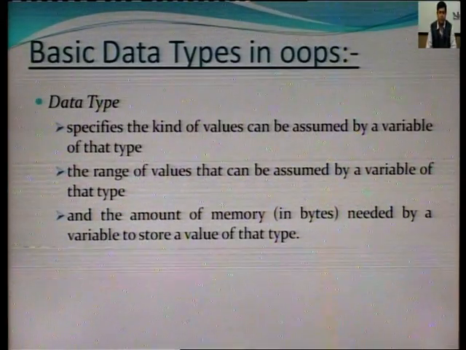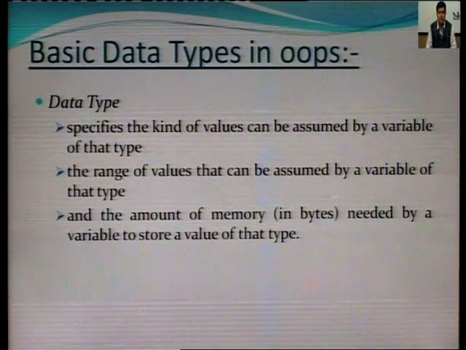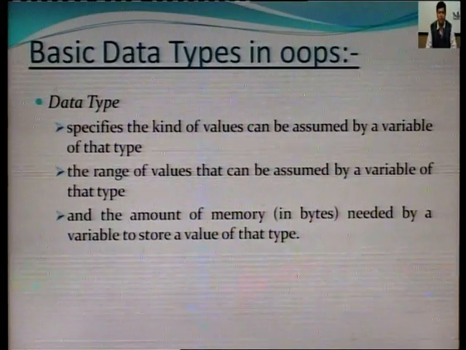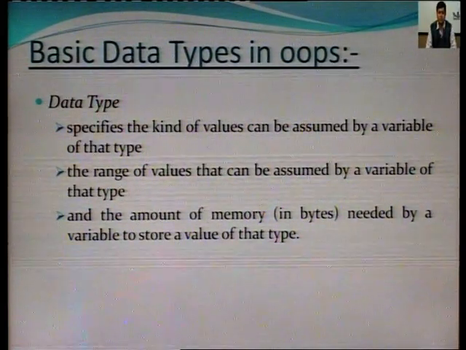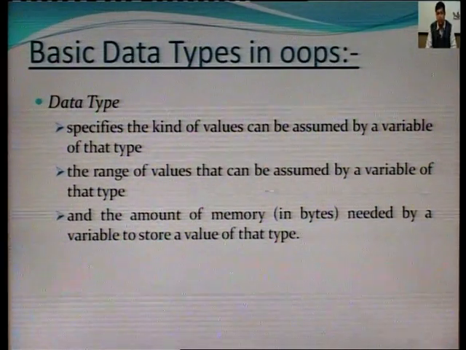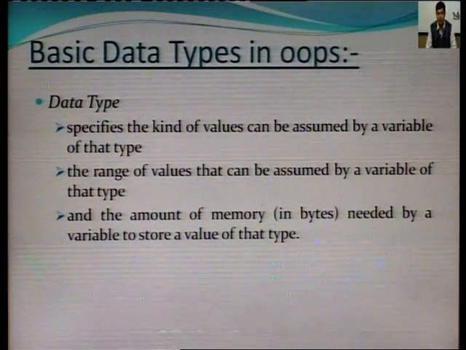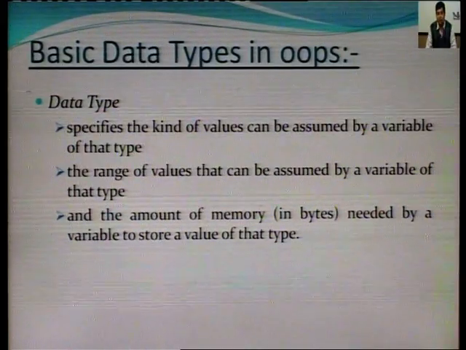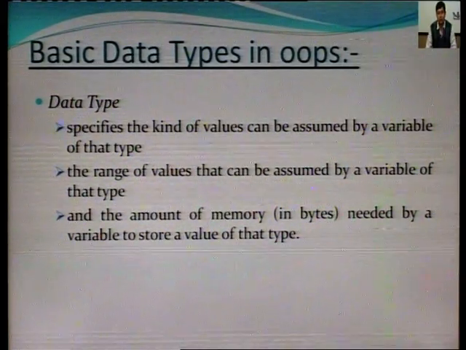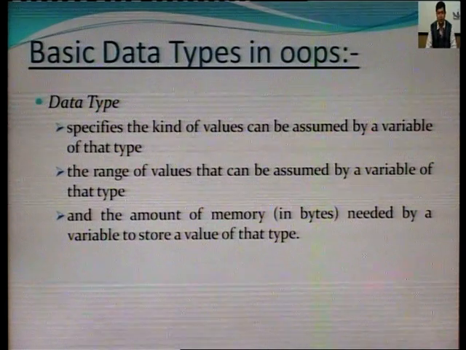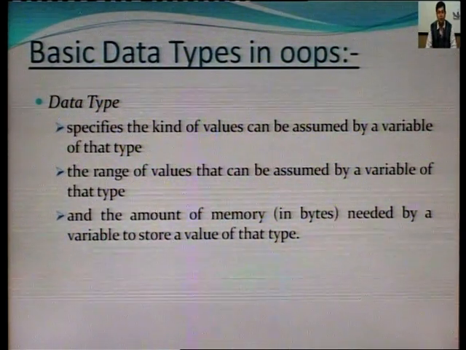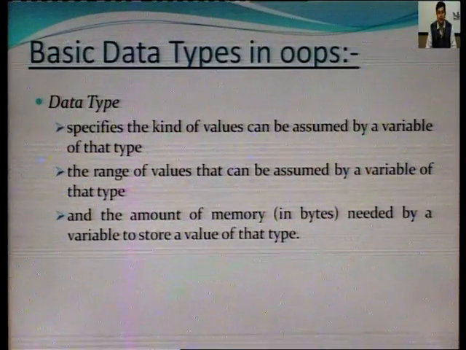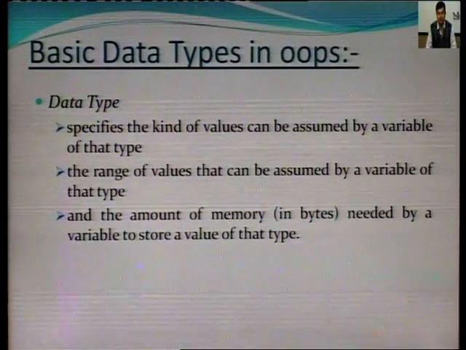Next is data type. These are the basic data types in object-oriented programming. First, what is a data type? It generally specifies the kind of values that can be assumed by a variable of that type, the range of the values that can be assumed by a variable of that type, and the amount of memory needed by a variable to store a value of that type.